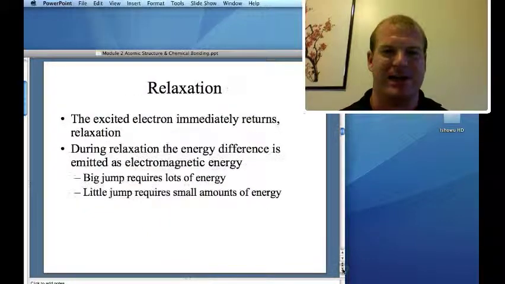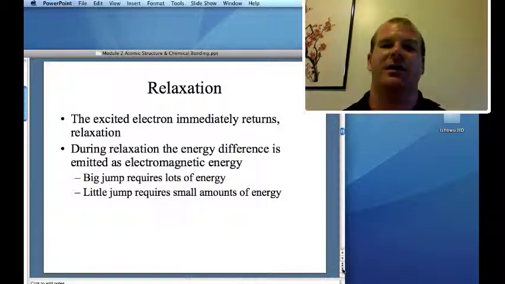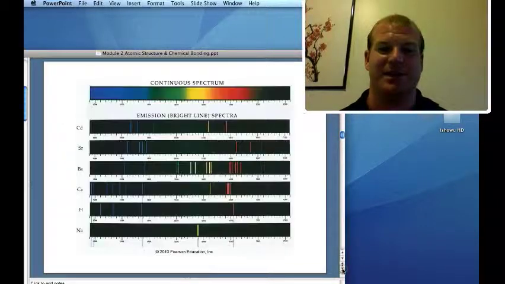When it falls back down, that's called relaxation. So when you go from standing to sitting in a lazy boy, you relax, and energy is conserved. The energy has to go somewhere. The energy is released in terms of light. So little jumps require a little bit of energy, big jumps require big amounts of energy. And these line spectra here, these are the fingerprints.